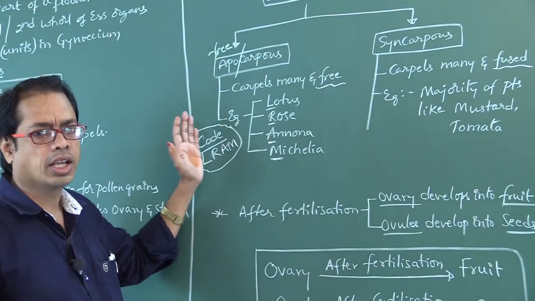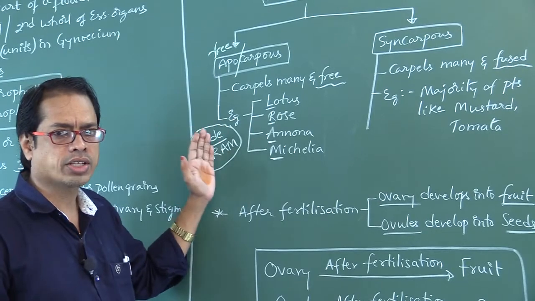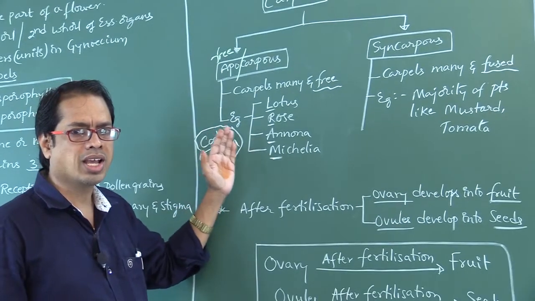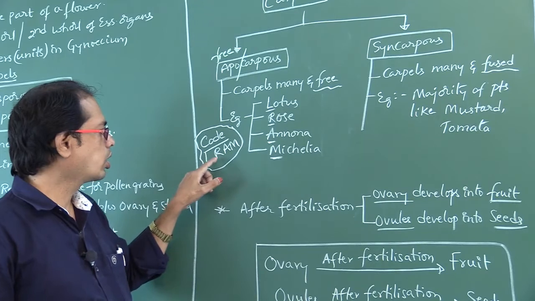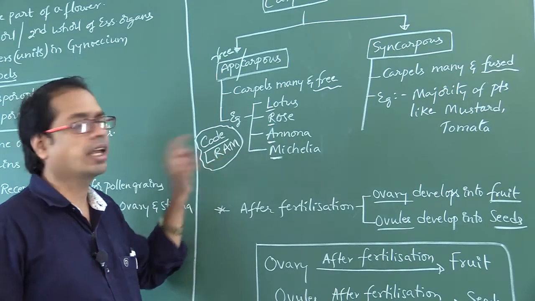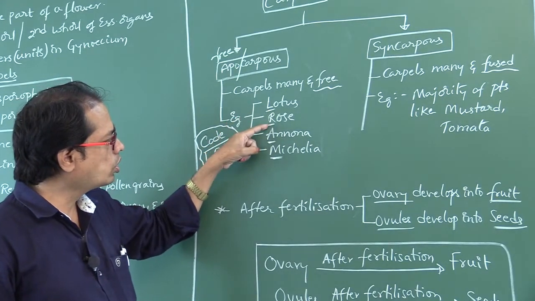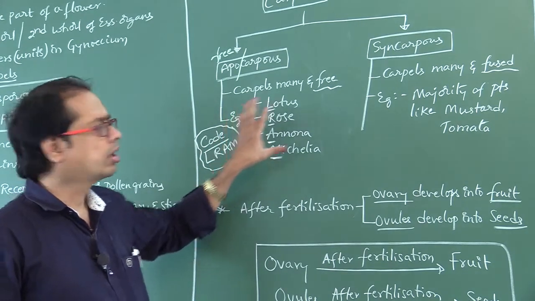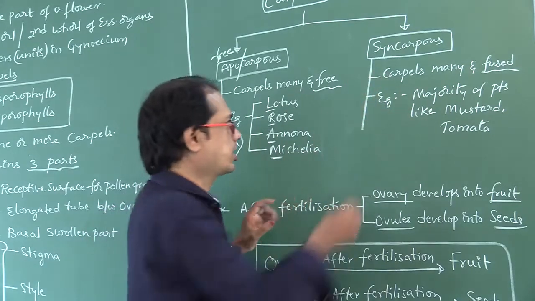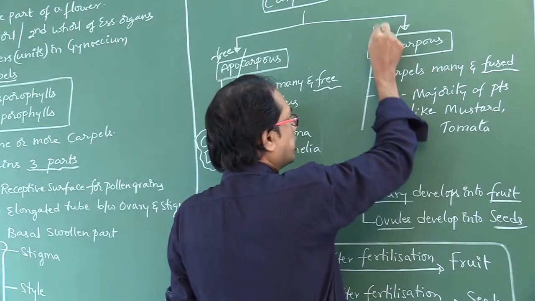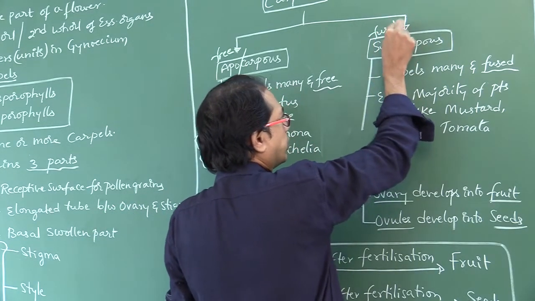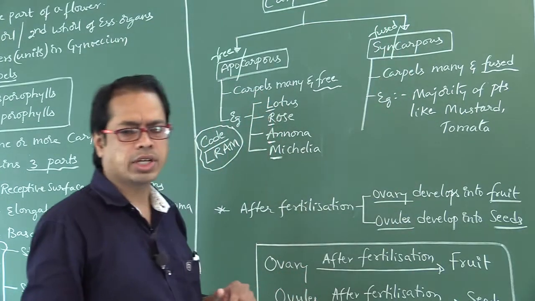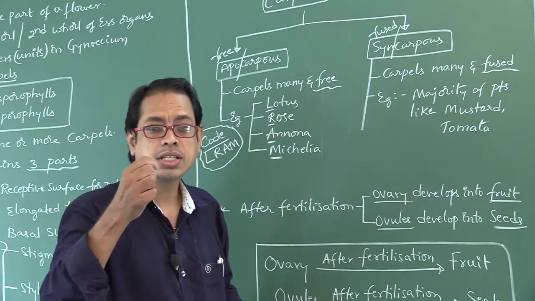Example code is L-ram: lotus, rose, annona, michelia. Very, very important. Remaining plants are syncarpous. What does syn mean? Syn means fused. If carpels are many and fused, that condition is called syncarpous.